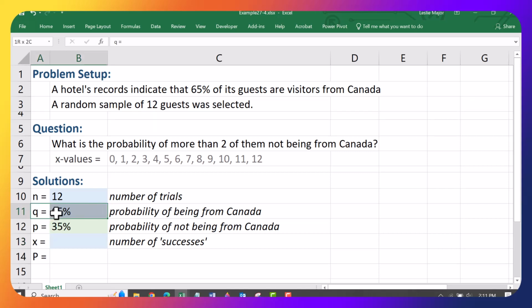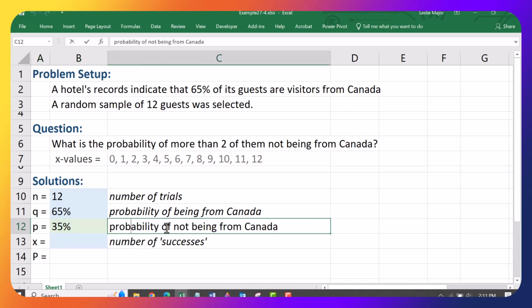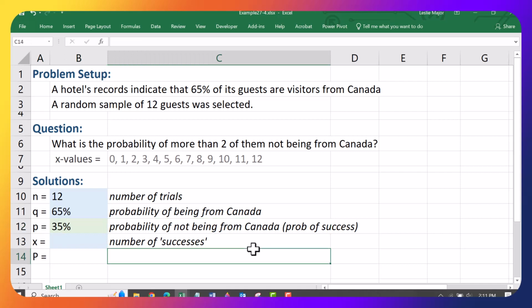A little note: I've used the letter q here for the 65%. q is really like 1 minus p. It's just the opposite, or the complement, of the probability of success, whatever you're calling that. So the second one here is what we're calling the probability of success.